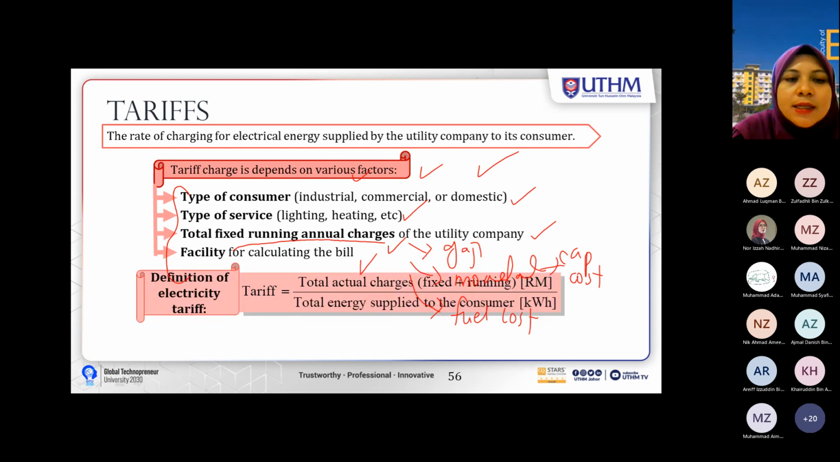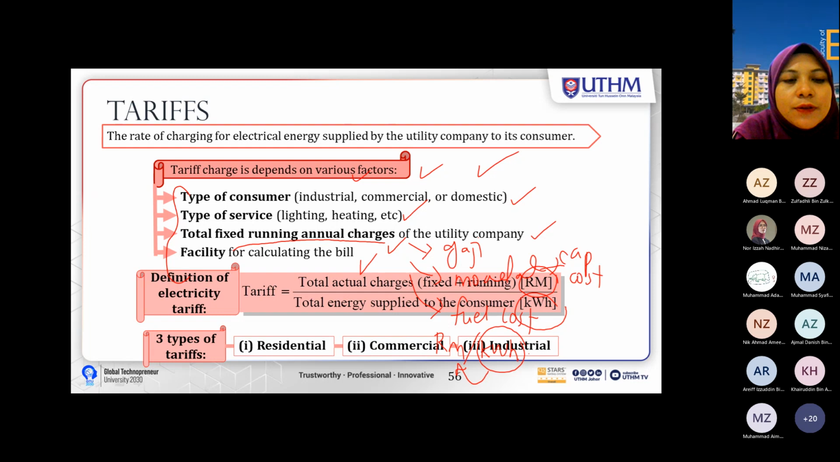Okay. So basically this is the definition of electricity tariff. Tariff is the total actual charges, which is the fixed plus running RM, divided by the total energy supplied to the consumer, which is the kilowatt hour. So the unit is RM per kilowatt hour. So basically if you look at your bill, TNB will state there what your kilowatt hour is. Then you have to multiply it with the rate, how many RM per kilowatt hour. Okay.